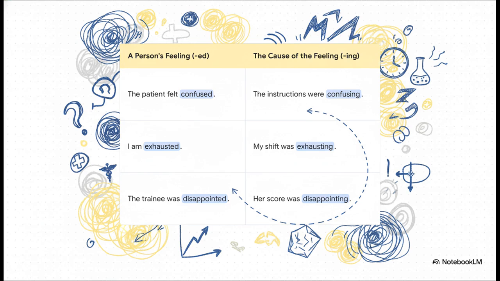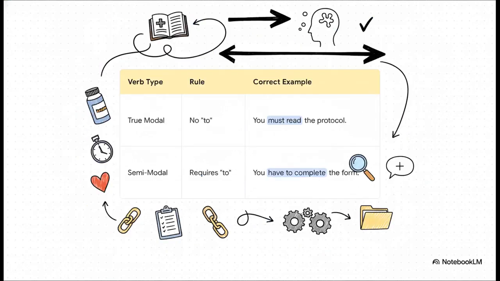So let's circle all the way back to the beginning. He was worried. That's his feeling. The results were worrying. That means the results cause worry. See? Totally different meanings. Here's another key area, modal verbs. And there's a really clear pattern here once you see it. True modals, words like must, can, should, they're followed directly by the next verb, no to. But then you have these semi-modals like have to or need to, and they always need that to. Just spotting that structural difference is the key to getting it right every single time.